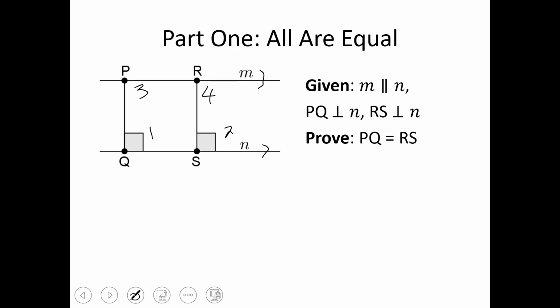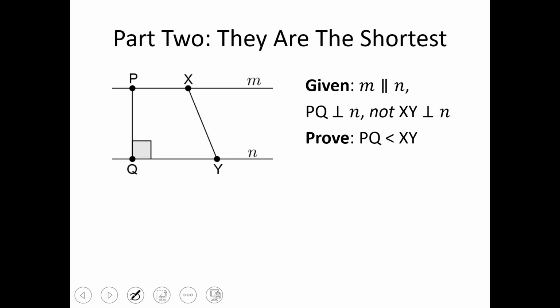And then consider the kind of quadrilateral that PQSR has to be. It has 4 right angles. It's a rectangle, right? And as we discovered, a rectangle is a variety of parallelogram, and parallelograms have equal opposite sides. So PQ has to equal RS. It's really fairly easy.